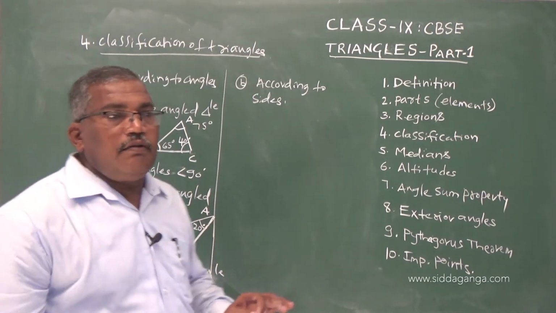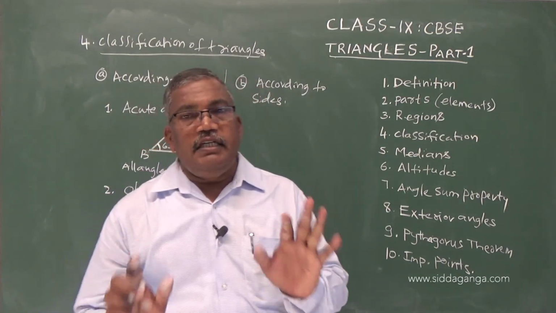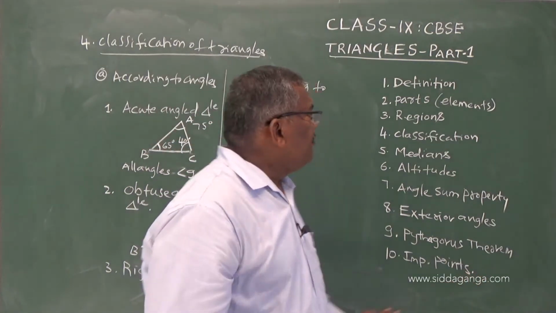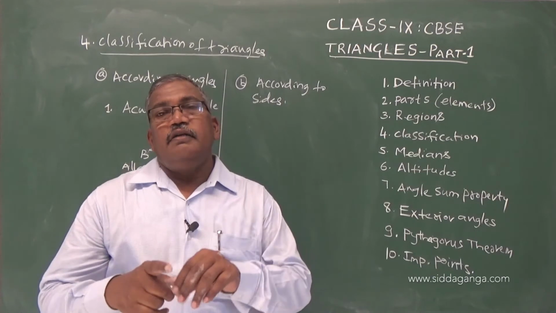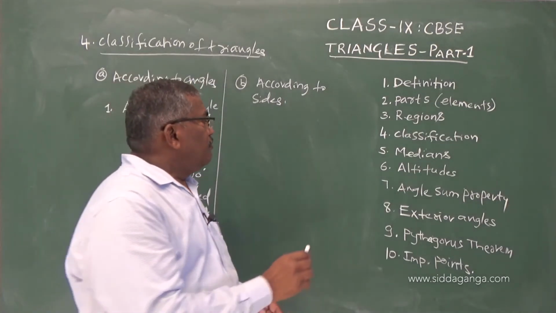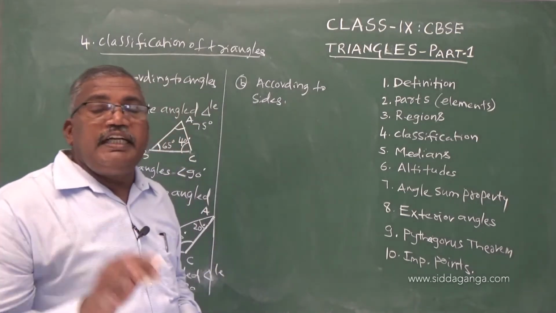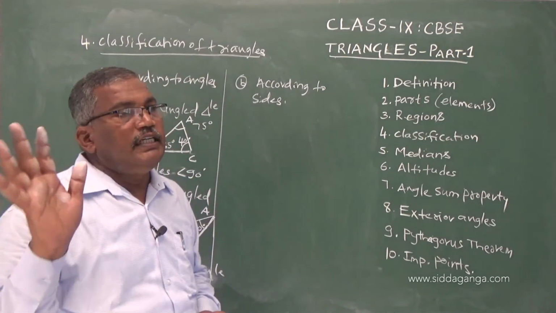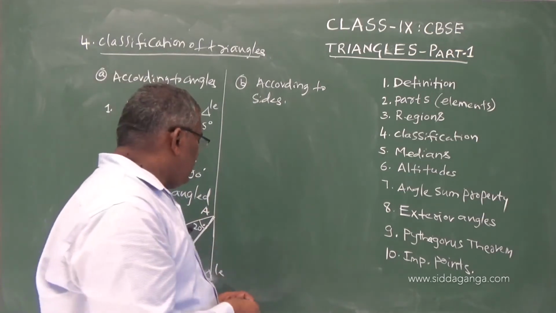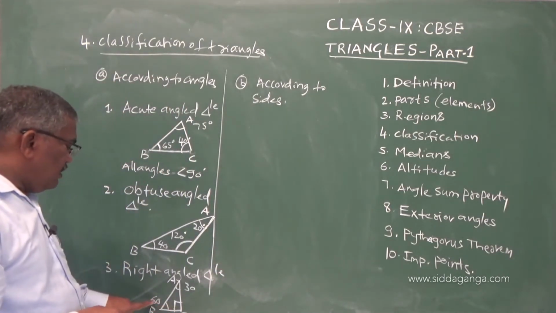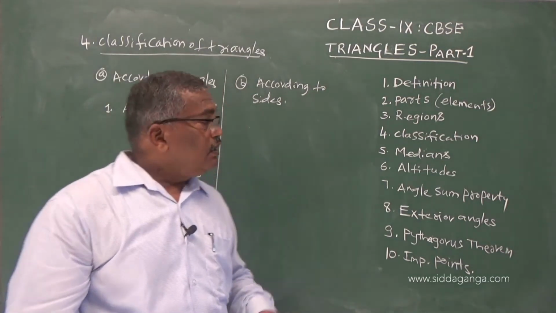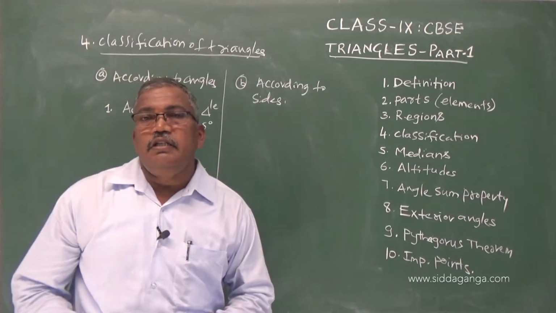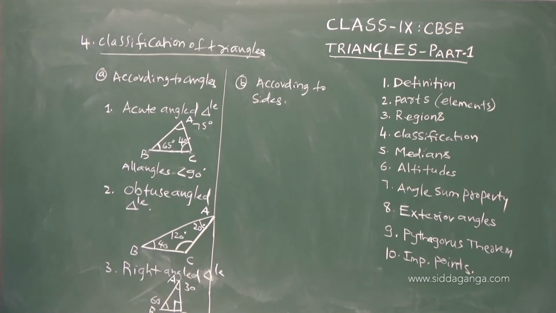So, only one angle will be 90 degree in any triangle. Two angles cannot be 90 degree, because if two angles become 90, for the third angle there won't be any value, because the sum of all three angles must be 180 degree. Two angles of 90 degree cannot happen in a triangle. So, therefore, this 90 degree, 60 degree, 30 degree, this is right angle triangle. I am not going to give you definitions for these things, because you have learned these things in the previous class. I am just making a revision of your knowledge.